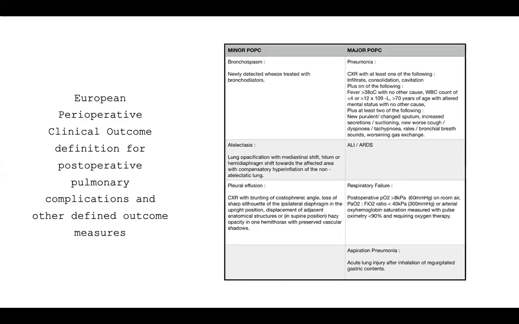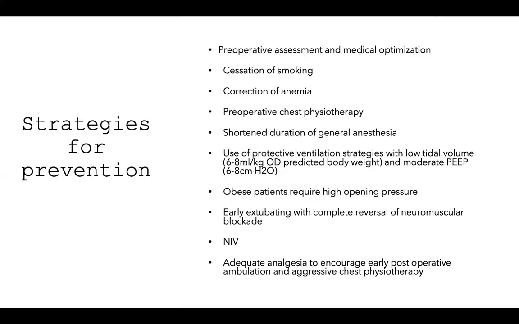And how are we differentiating major and minor complications? So minor complications include bronchospasm, atelectasis, and pleural effusion. On the other hand, major complications include pneumonia, that is an infective complication diagnosed by fever, high count, along with oxygen requirement and productive sputum, thick secretions, or maybe changes in the chest X-ray. There may be an ARDS. There may be respiratory failure in terms of hypoxia or hypercarbia, and there can be aspiration pneumonia.